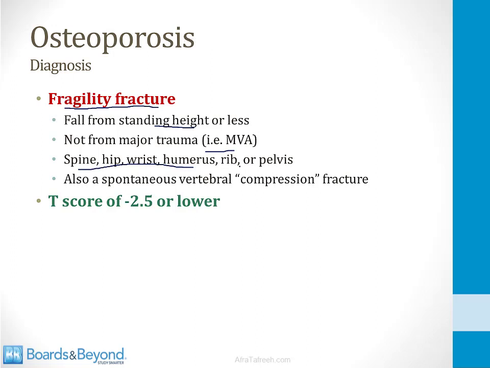Also, a fragility fracture is if someone has a spontaneous vertebral compression fracture. I'll talk more about this in a minute. But if the patient presents with back pain, does not recall a trauma or a fall, but there's a compression fracture of one of the vertebrae, we say that also is a diagnosis of osteoporosis. Now, hopefully, you can make the diagnosis before patients have a fracture and start them on therapy. And the way you do this is by doing a special test to determine the patient's T-score, and a T-score of minus 2.5 or lower is called osteoporosis.